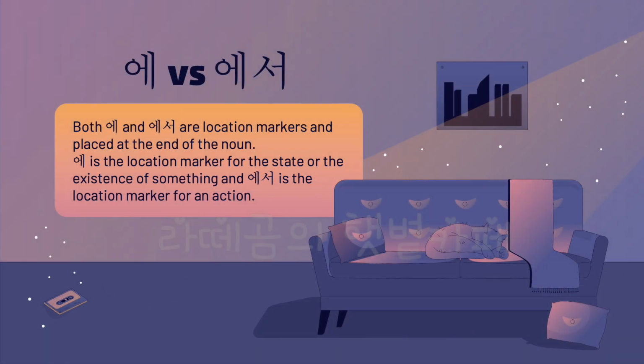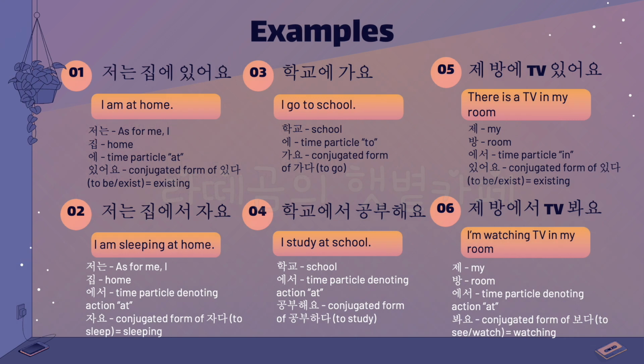So both 에 and 에서 are location markers and are placed at the end of the noun. 에 is the location marker for a place or a time. And 에서 is the location marker for an action that takes place. The difference here lies in the verb that follows the particles. So depending on which verb you're using, you'll either be using 에 or 에서. So let's look at some examples we have here.